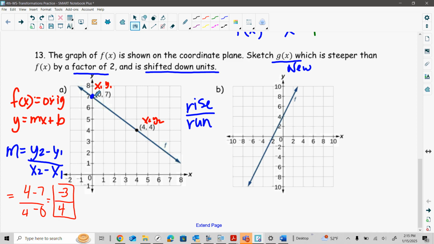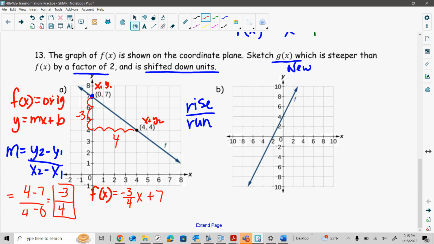So I can count that. If I start my pencil here at the y-intercept, I'm going down 1, 2, 3. So yeah, that's negative 3. To the right, 1, 2, 3, 4. So that's 4. So yeah, this is my slope. So the original function is negative 3 fourths x plus 7. That's the f of x. I probably need to change that. Write that as f of x so you won't get confused. All right, so that's our f of x, the original.